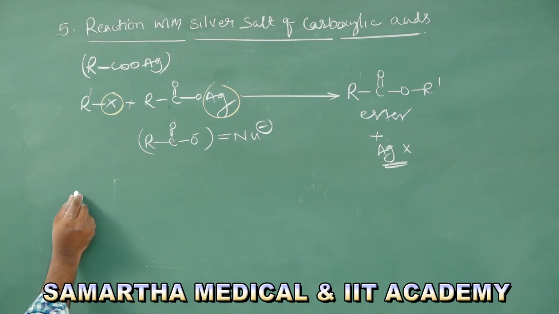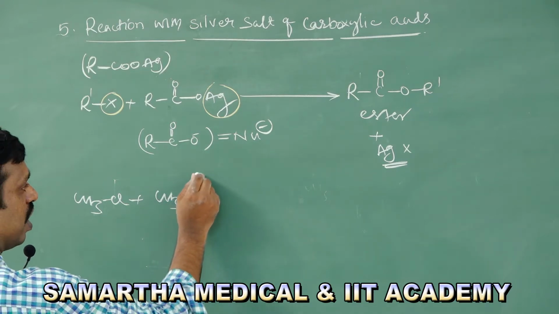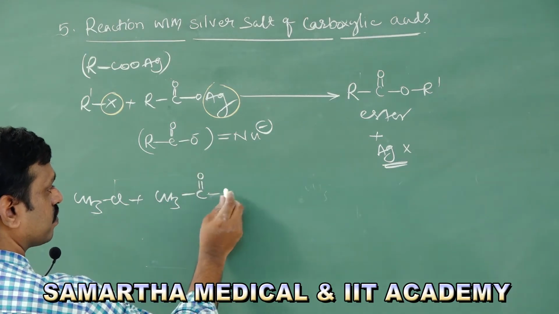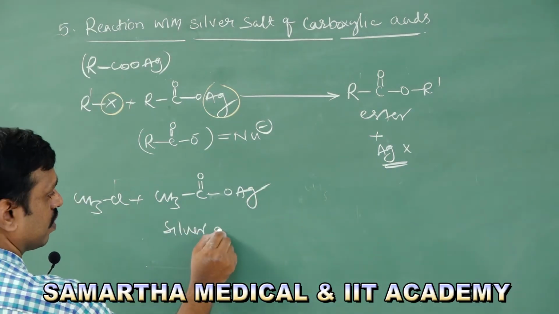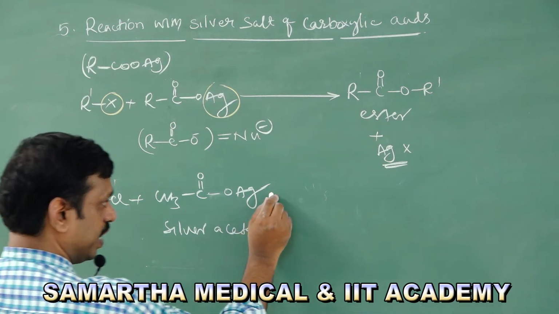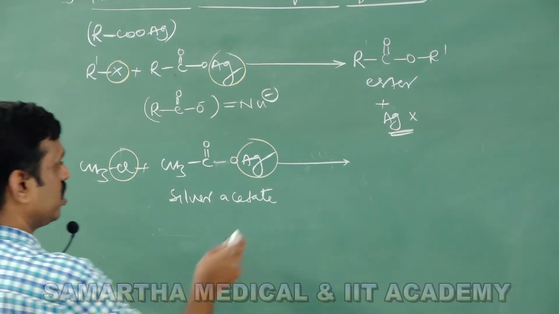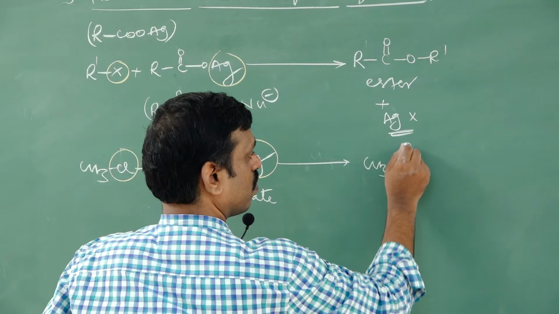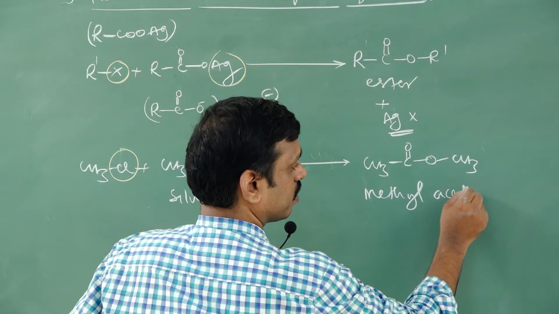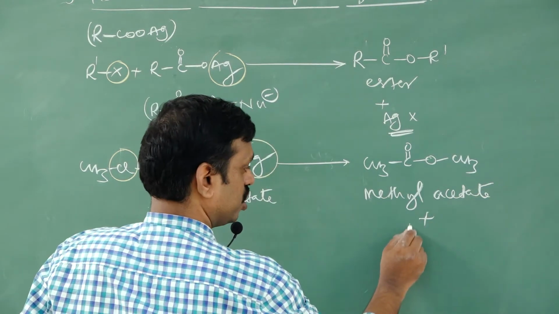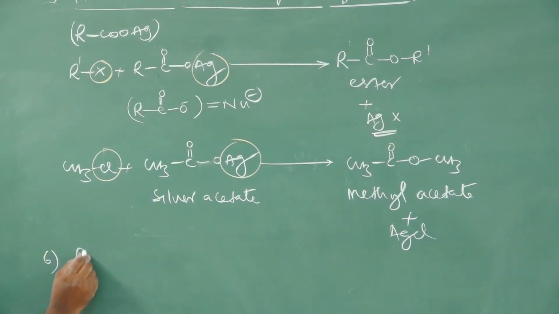So therefore, let us take methyl chloride reacts with silver acetate. It is called silver acetate. Silver acetate gives rise to then chlorine and Ag. Remove as AgCl, CH3 C double bond O, OCH3. It is called methyl acetate plus AgCl.